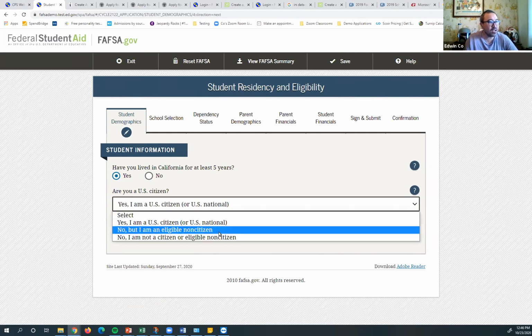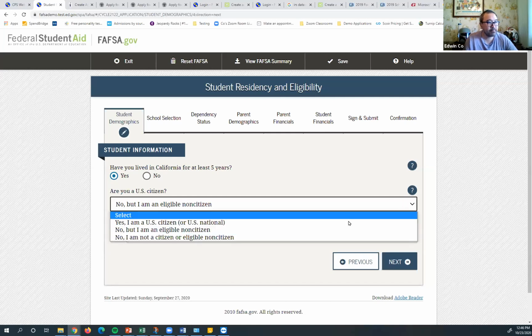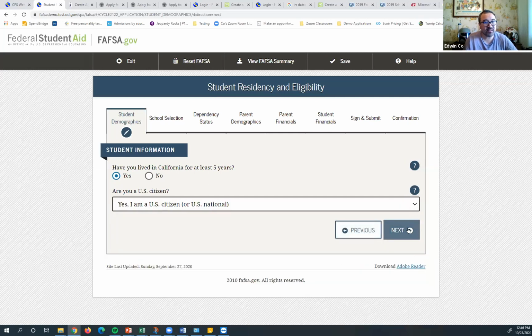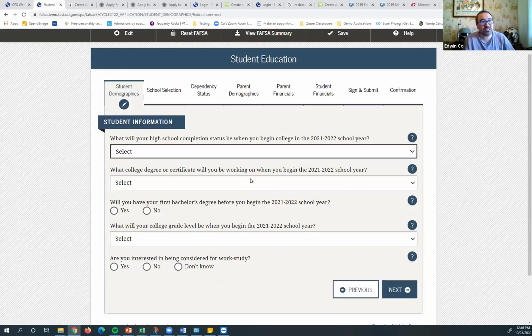If you put down that you're an eligible non-citizen, they're going to ask you for your alien registration number, which is on your green card. It's a number that starts with an A. Let me hit next for now. These questions will all be answered the same way together.